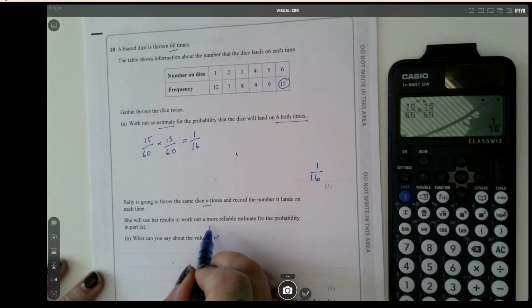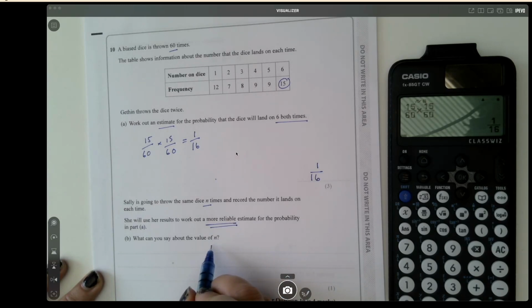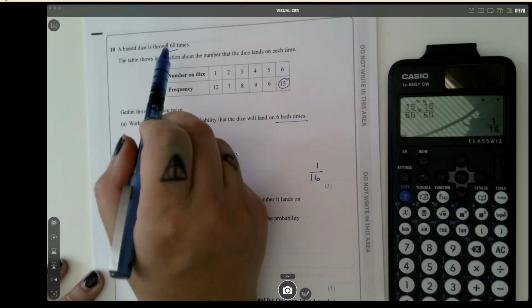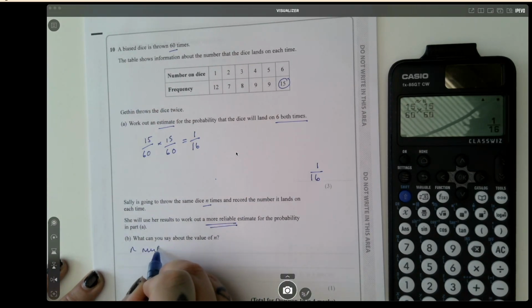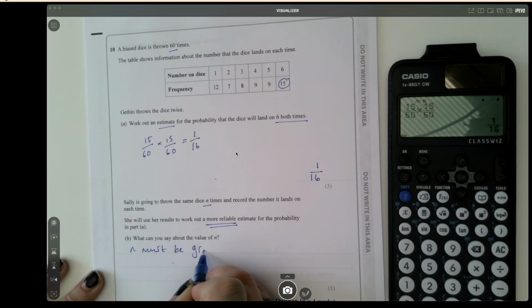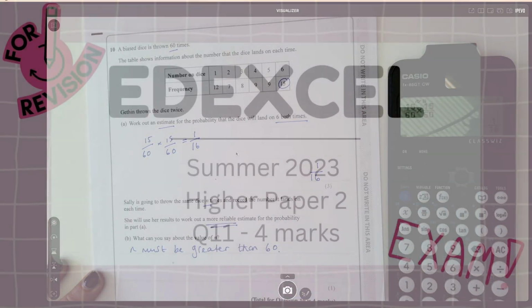So if we want a more reliable estimate, then the value of n, the number of times that they throw the dice, needs to be more than 60, because the more times we carry out an experiment, the more accurate our results are. So n must be greater than 60.